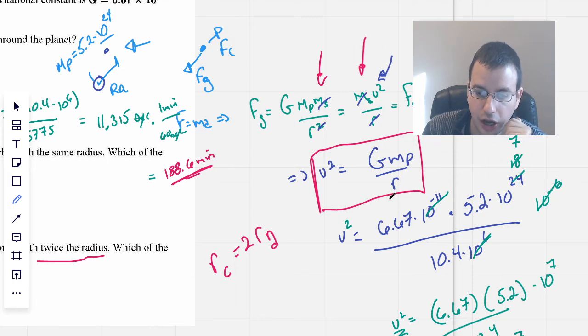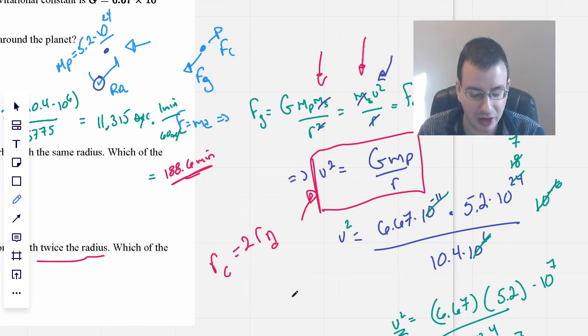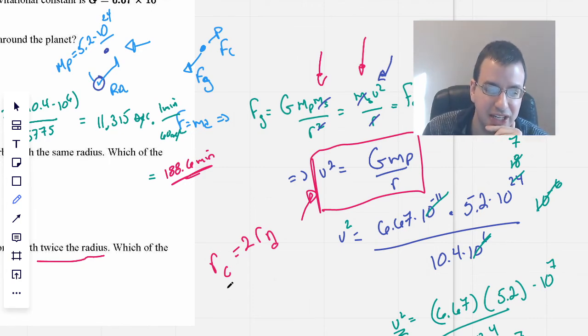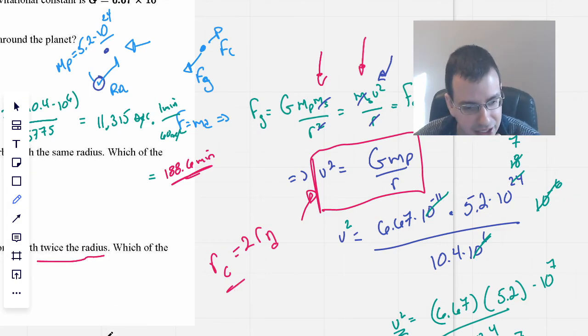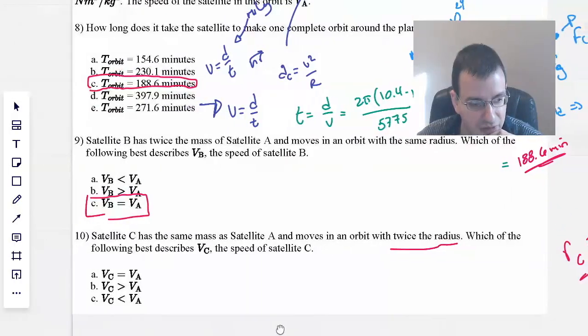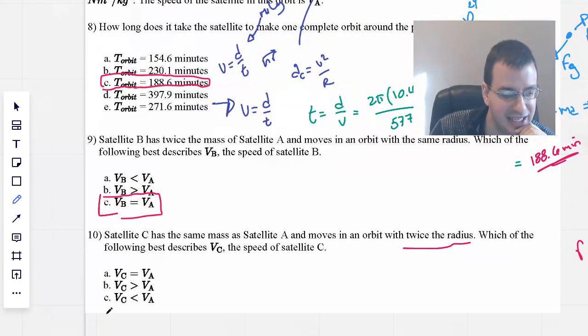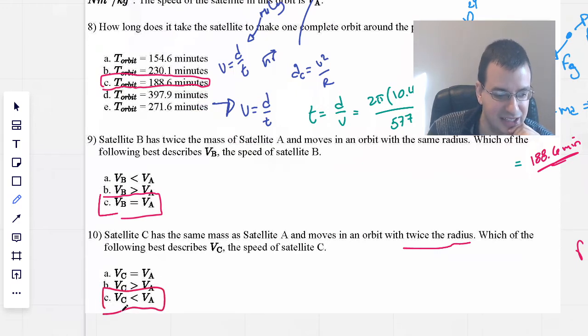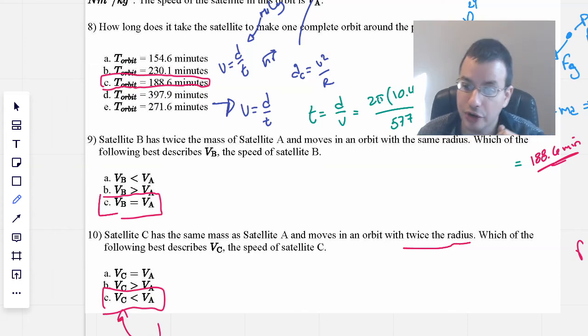If we look at our equation here, if we put in a 2 instead of the 1R, so if we had 2R instead of 1R, that would mean that the velocity squared would go down. Specifically, velocity would go down by square root of 2. And so the velocity at a greater distance will be less. The velocity of C will be less than velocity A, specifically by a factor of 1 over square root of 2.